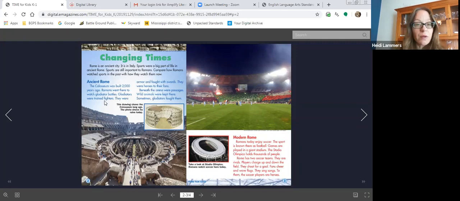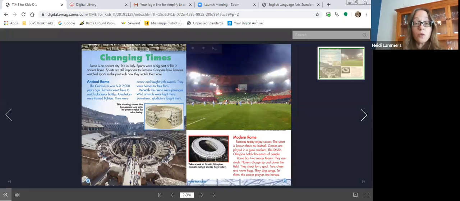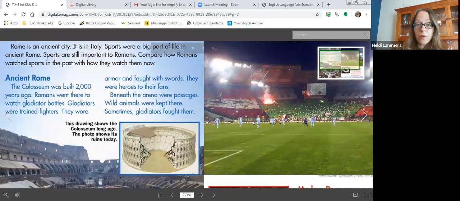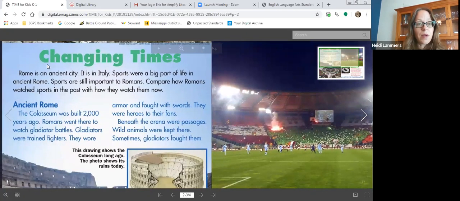I'm going to start reading. I'm going to start with the title. You could also call it the heading, and then I'll read the subheadings or subtitles. Okay, let me zoom in so you can see the words. You can read with me if you would like. Ready? Read with me. Changing times. Rome is an ancient city. It is in Italy.